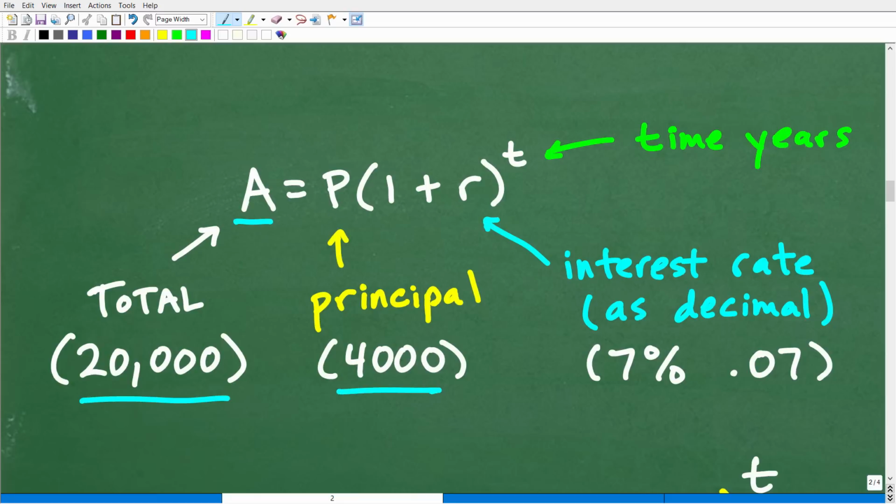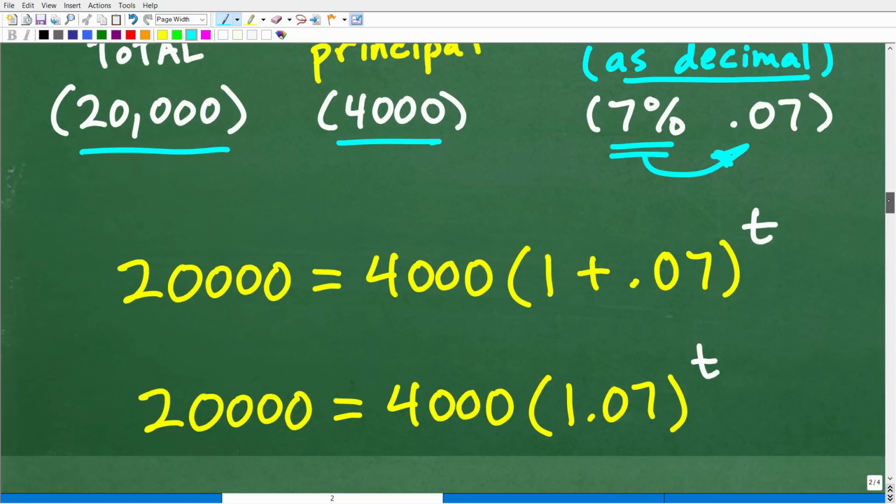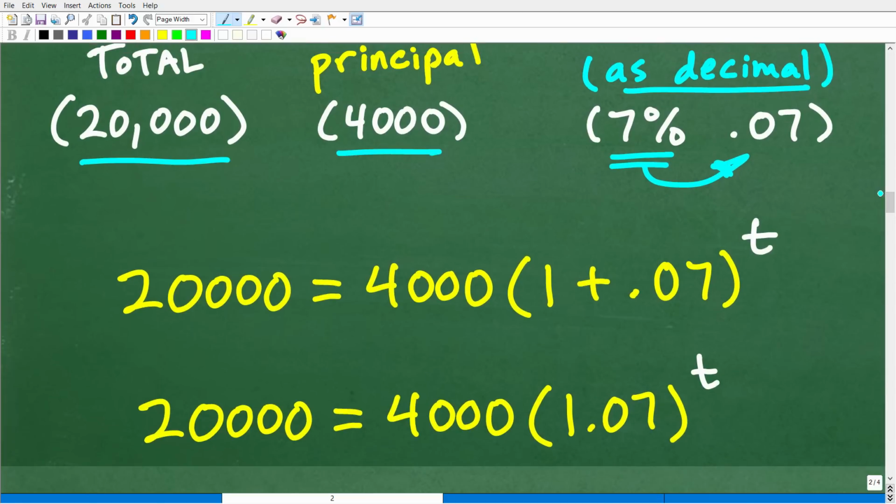Now R is our annual compound interest rate expressed as a decimal. So that's 7%, and 7% as a decimal is 0.07. Remember, to change a percent to a decimal, we divide by 100 or move the decimal point over 2 places to the left. And we're looking for t, which is time in years. So this is what we need to solve for in this formula. When we plug in all the numbers, we have 20,000 is equal to 4,000 times (1 plus 0.07) to the t power.